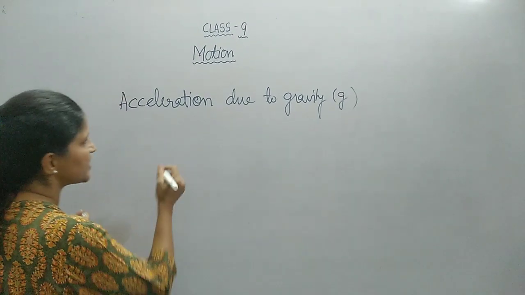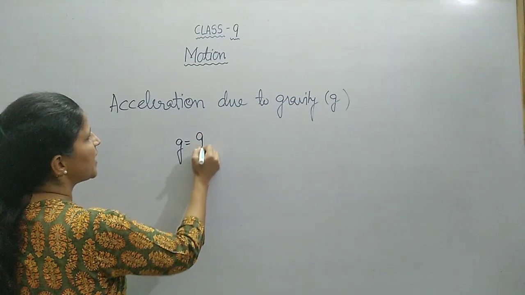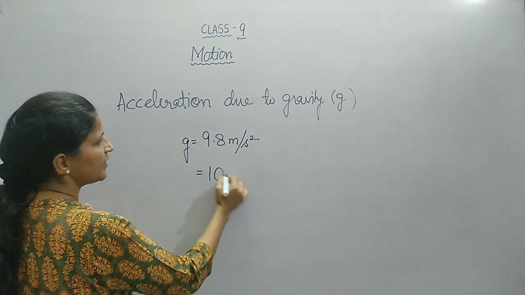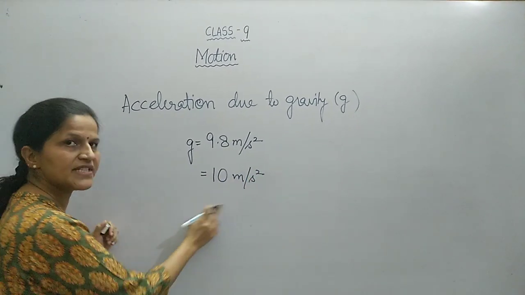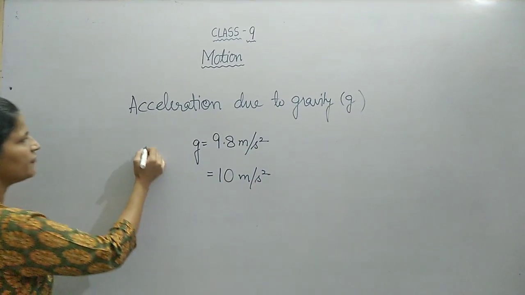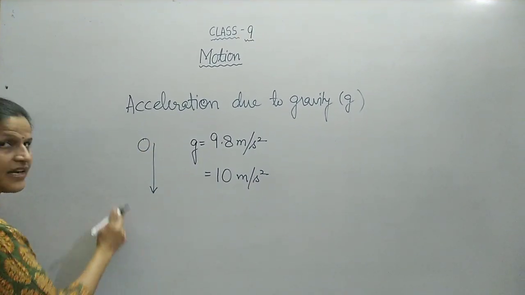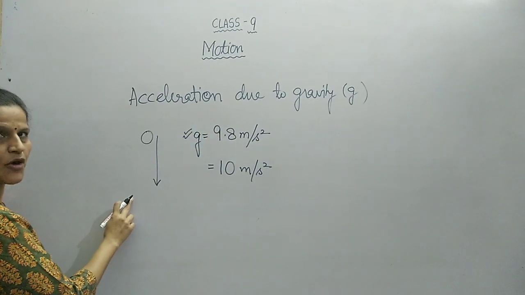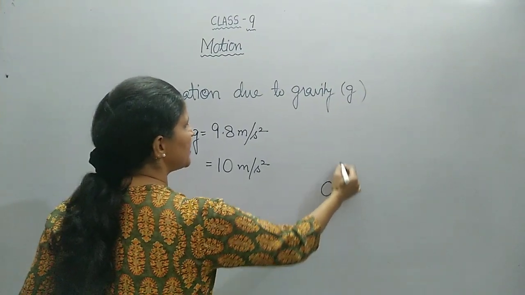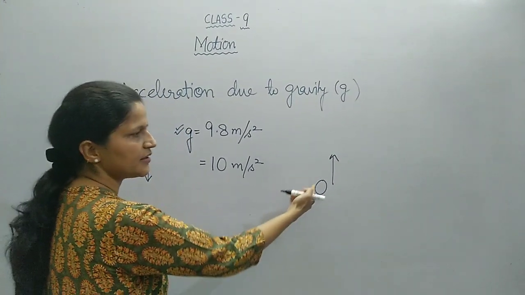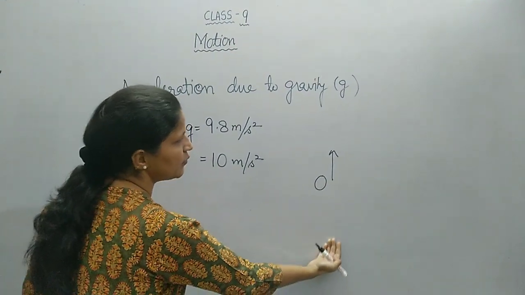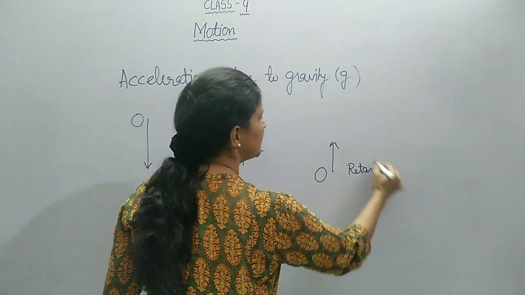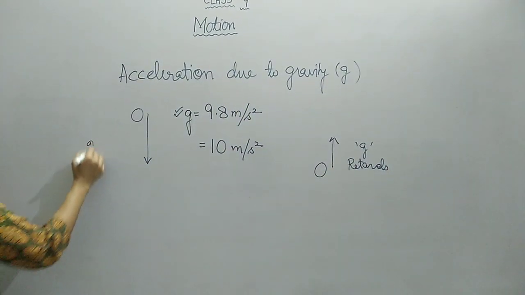The value of acceleration due to gravity is approximately 9.8 meter per second square. Sometimes we take the rounded off value also as 10 meter per second square. When a body falls down under the influence of gravity, its speed goes on increasing. Hence, this g accelerates the body. Whereas, when a body is thrown up, since g is pulling it down and the motion of the body is upwards, here g retards the body. And here g accelerates the body.